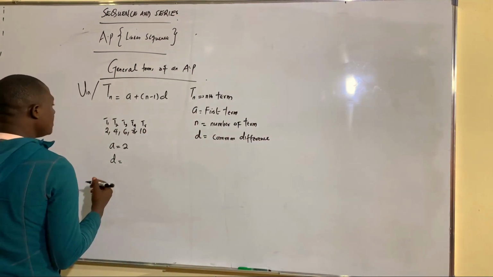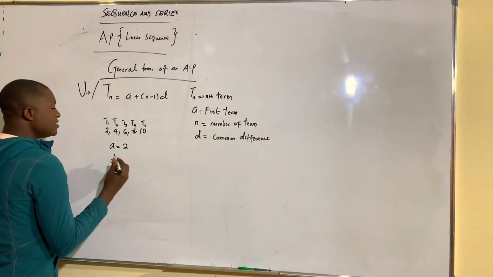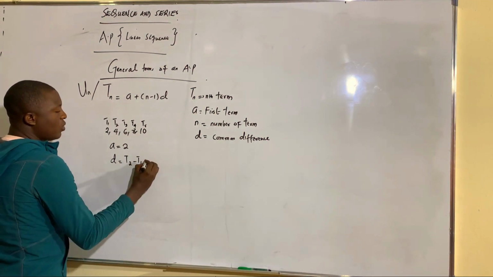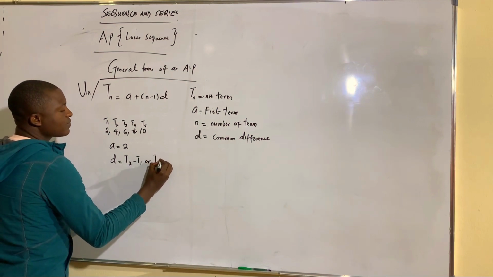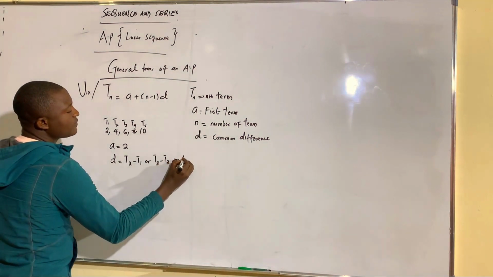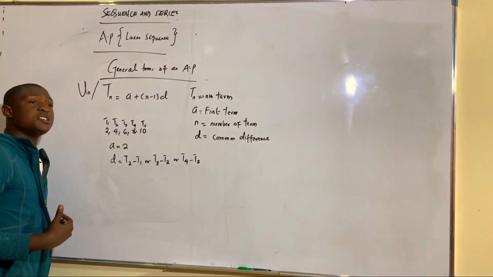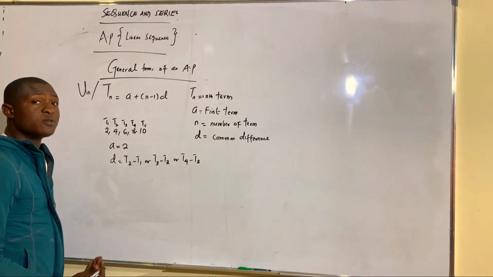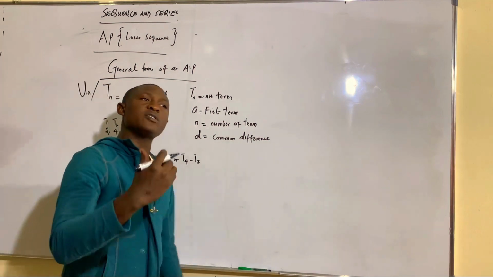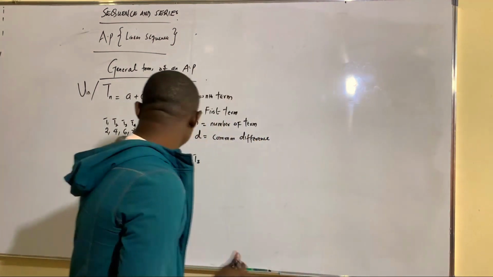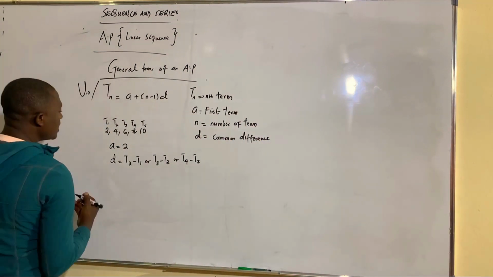How? Let's look at this. If I want to find the common difference here, I can say second term minus first term, or third term minus second term, or even fourth term minus third term, because what I'm expecting is that they satisfy the condition of an AP. If they satisfy the condition of an AP, then we can say that the sequence is an AP. So let's see if they have the same difference here.